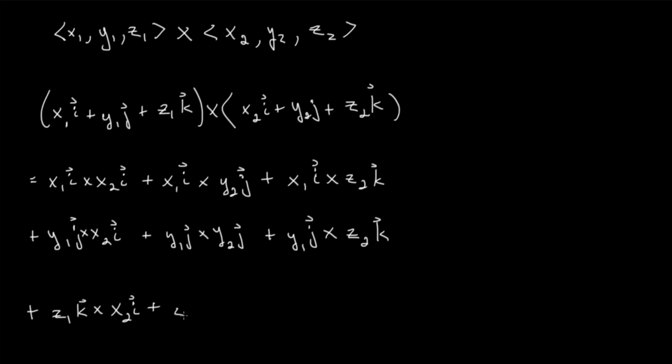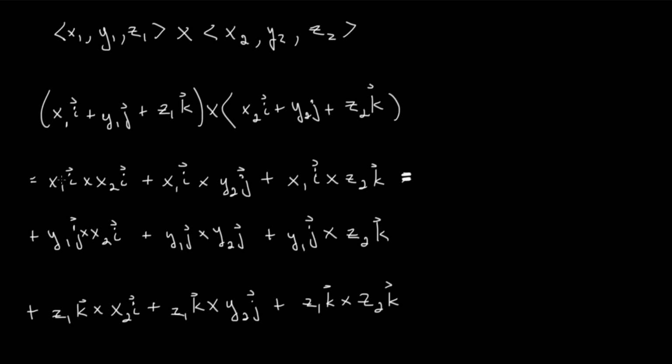We're going to have z1k crossed with a y2j. And then we're going to have z1k crossed with z2k. All right. What is this thing? This right here is the cross product of these two vectors. But let's clean this thing up because I have a feeling that it's going to simplify. But that's just me talking.